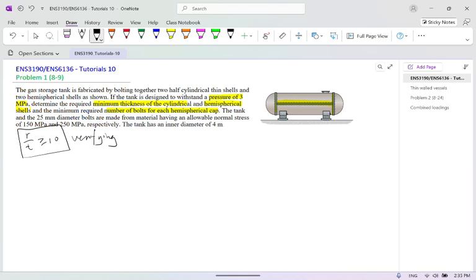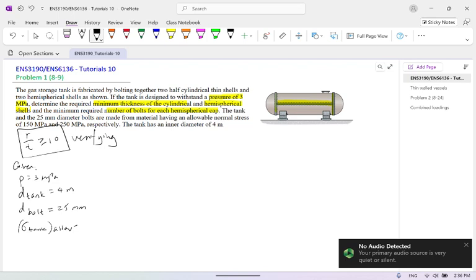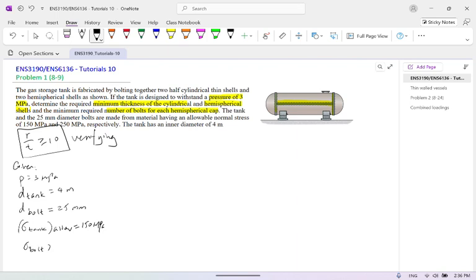Clear? So now I will write down the given parameters. Okay, the P is 3 megapascal. The diameter of the tank is 4 meters, because it will tell you. And of course, the diameter of the bolt is equal to 25 millimeters. And of course, sigma tank allowable will be 150 megapascal. And sigma for the bolt allowable will equal 250 megapascal.